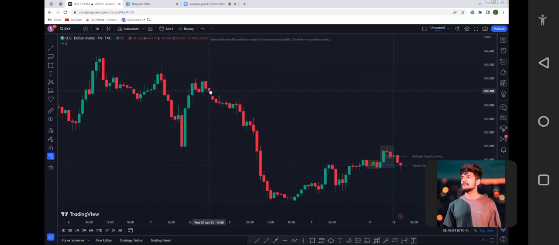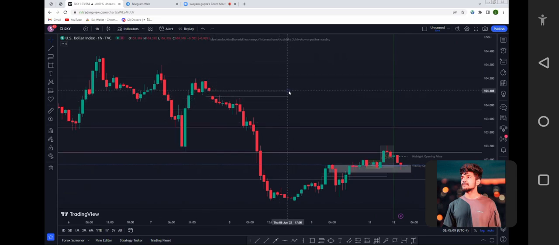Go look at this volume imbalance. This might be your next round of liquidity. And I'm going to annotate that with the level.